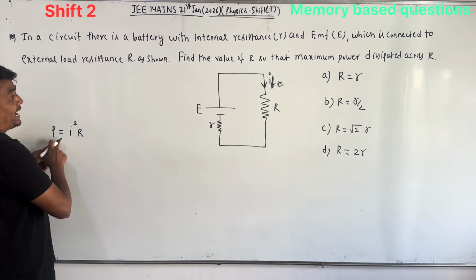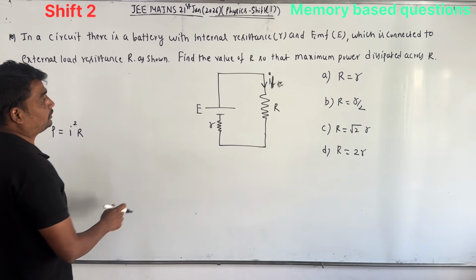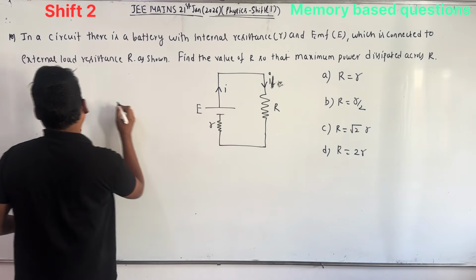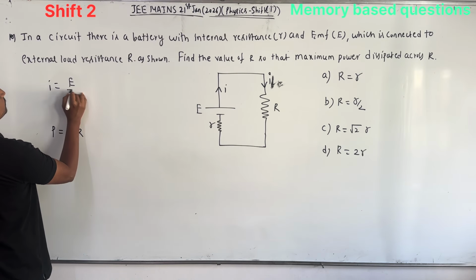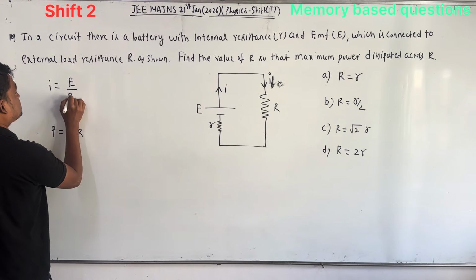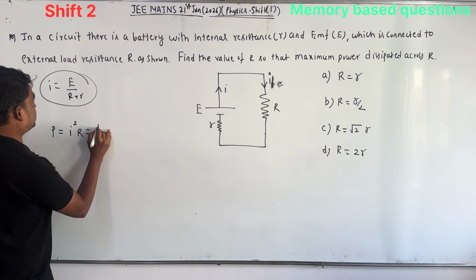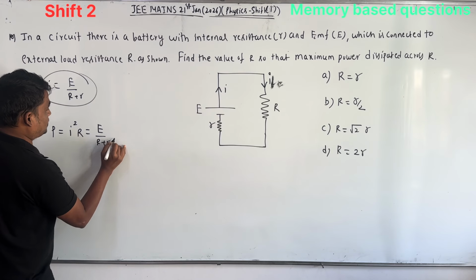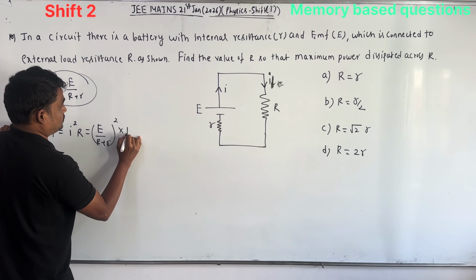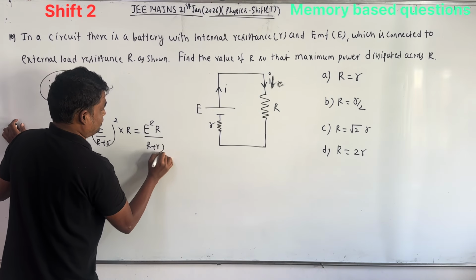So to know for what value of R the power dissipated is maximum, we need to find out the power first. For that, what do we have to know? Current I drawn from the battery. What's the current I? Potential difference divided by total effective resistance, R and r in series, R plus r. So I equal to E by R plus r. Substitute this value here, what do you get? E by R plus r whole square into R. From here we get E square R divided by R plus r whole square.